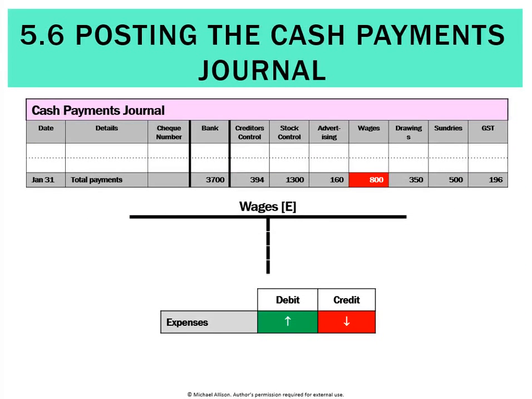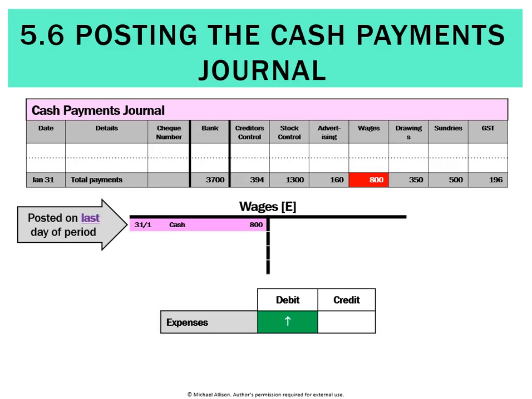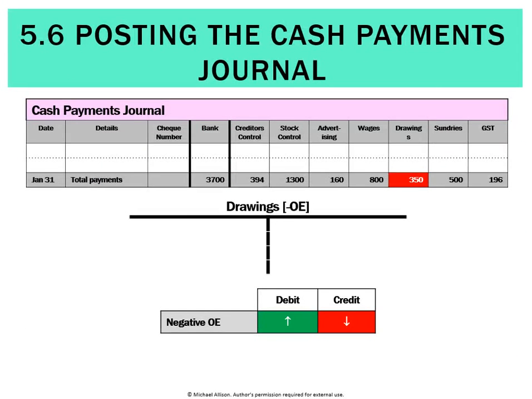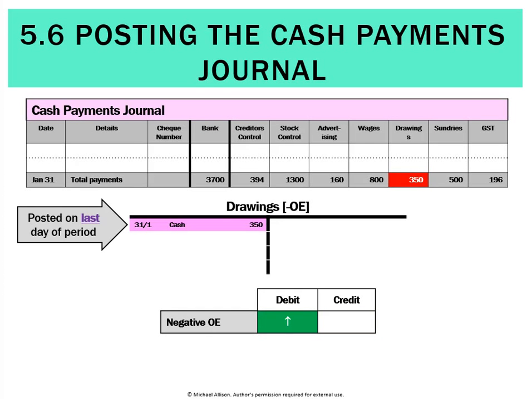Likewise, the figure in the wages column, that's another expense, so we'll post that on the last day of the month as a debit. We've got drawings. Drawings are a negative owner's equity, has its own rule, so remember that it's going to go up on the debit side and posted on the last day of the period.